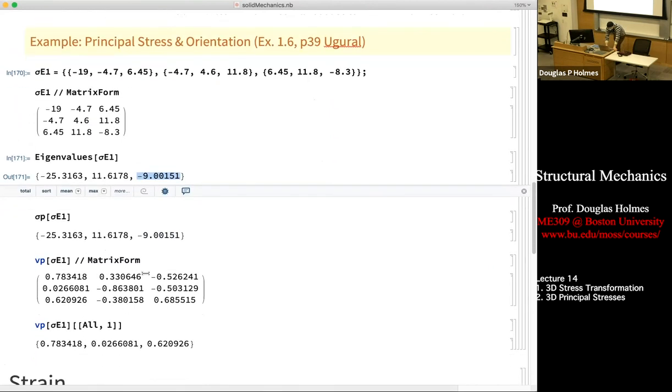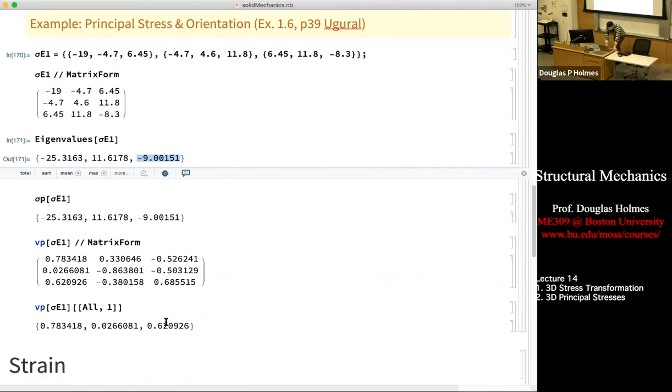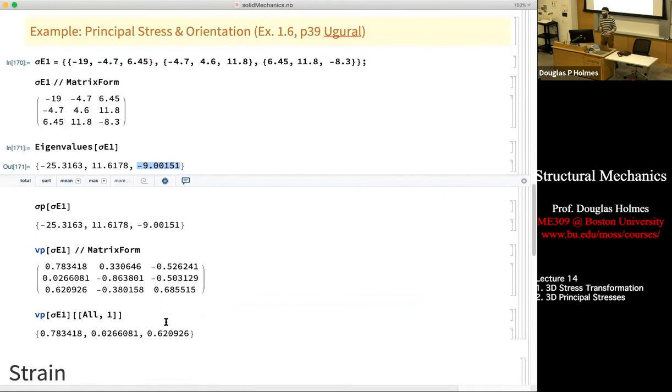We can spit out the eigenvectors as well, telling us which direction you need to rotate your frame so that you get these principal stresses acting normal to that. Does everyone get this? These principal stresses are saying that at this point in your material, if you rotated the frame a certain way, you would find the largest magnitude of your stresses.